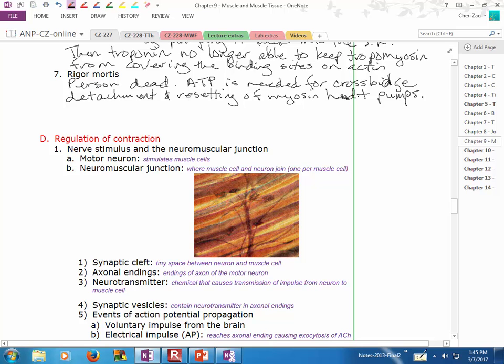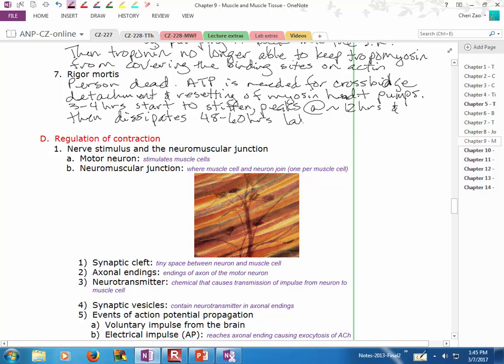Okay. So 3 to 4 hours after you die, you start to stiffen. It typically peaks at approximately 12 hours and then dissipates at around 48 to 60 hours later. So my question to you is, why? Why this sequence of events?